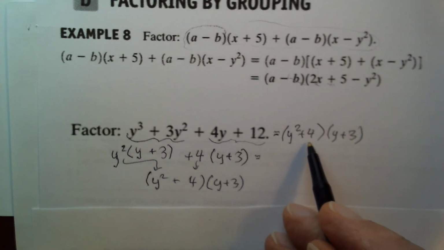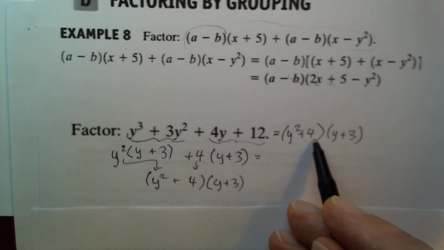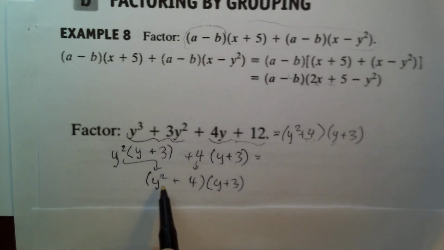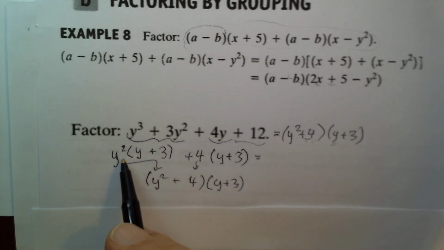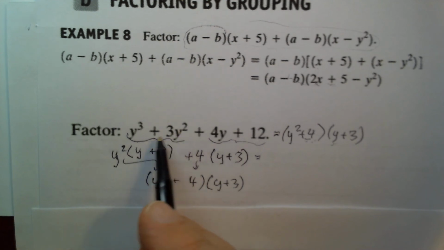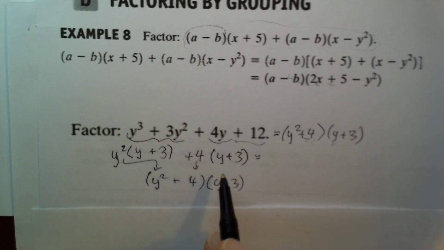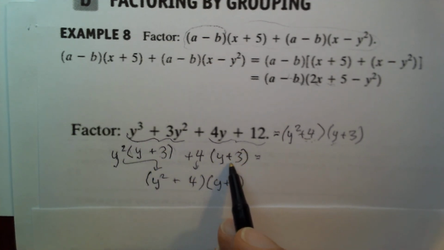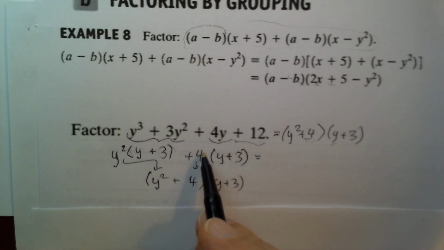Again, you can go through reversing this, multiplying these polynomials together, and you will get this expression here. So you may want to think about what happened here, so that you can recreate that in your mind. From the first group, we factored out the y squared, because that was common to both terms. That left us with a y plus 3. And again, once you know the first binomial, it'll be the same for the second group. So that tells us we need to factor out a 4.